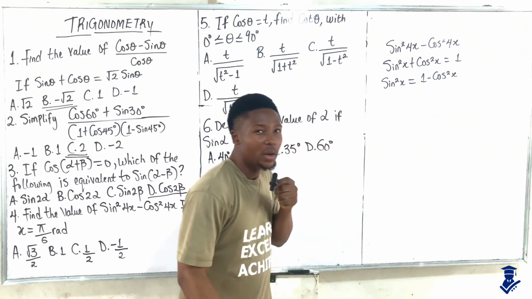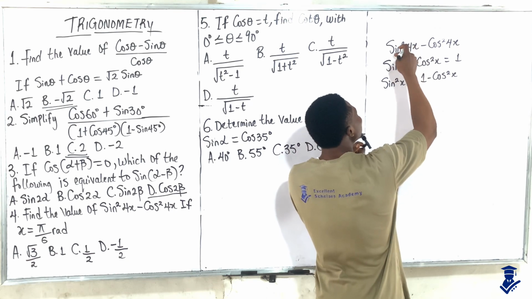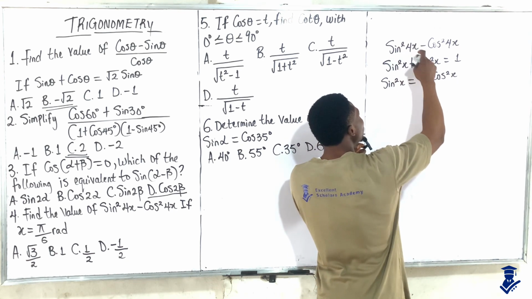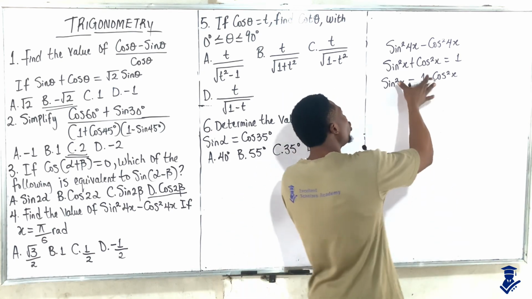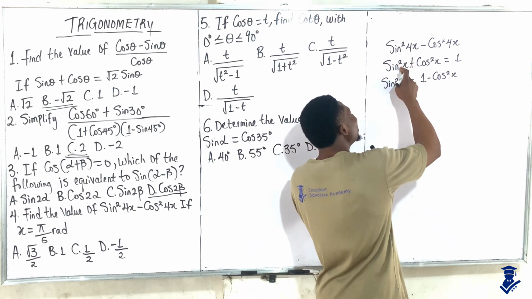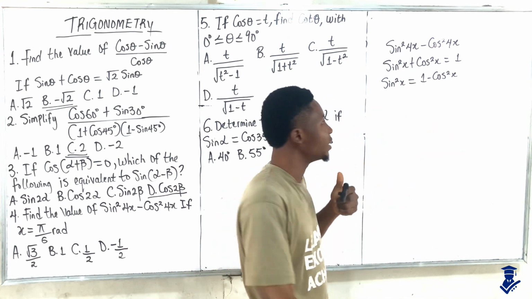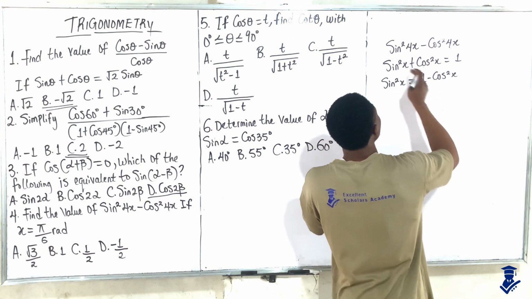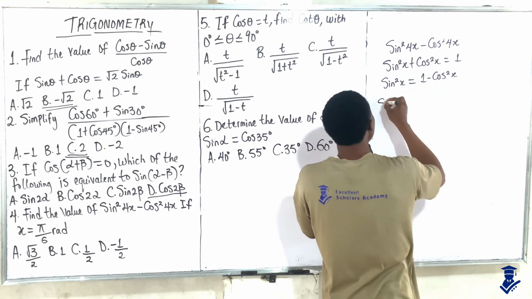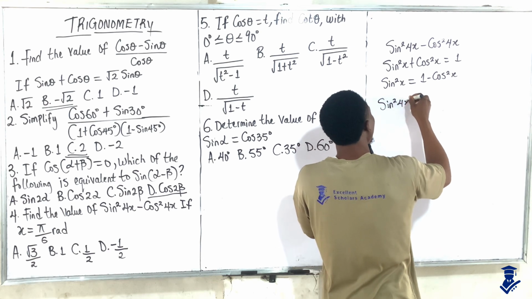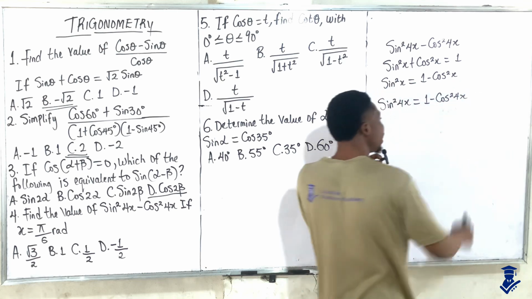All right. So having known this, I can replace sine squared 4x with what? 1 minus cos squared 4x, because it works for everything. It doesn't matter whether there's a 4, there's a 3, as far as it's sine squared and cos squared. So what I'm trying to say is that I can now say sine squared 4x is equal to 1 minus cos squared 4x.